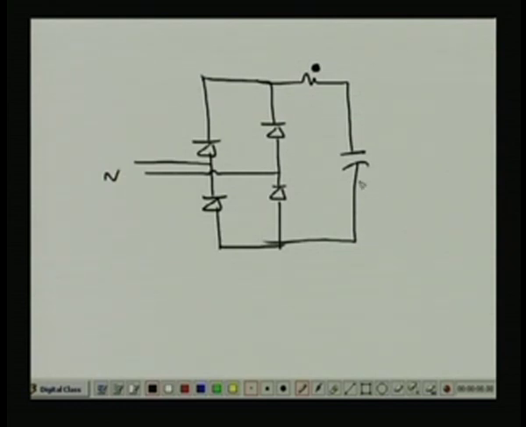Initially, this thermistor will offer high resistance, and the capacitor will charge slowly, because with high resistance it will not charge fully at once. Then after some time, as the current passes, there will be self heating and the temperature rises. So what will happen to this resistance?